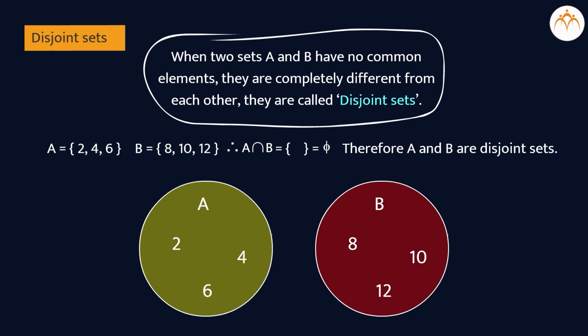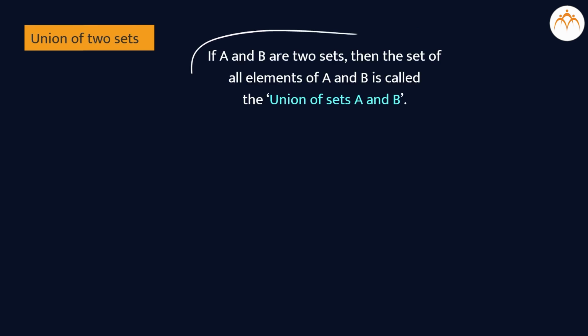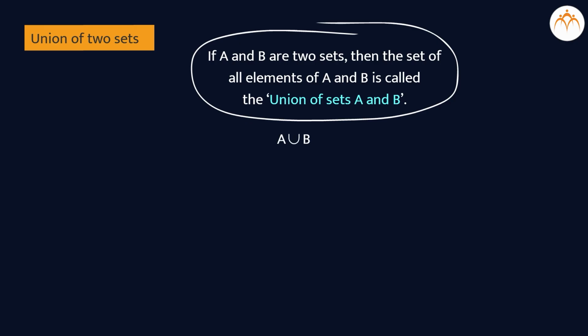Now, let us learn the concept of union of two sets. If A and B are two sets, then the set of all elements of A and B is called the union of sets A and B. It is denoted as A ∪ B. A ∪ B is read as A union B.